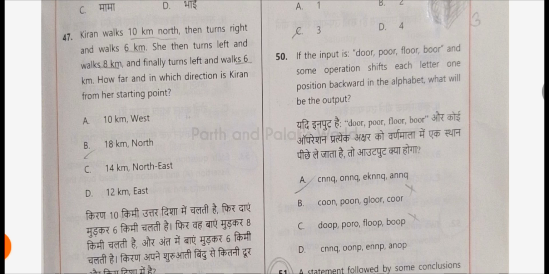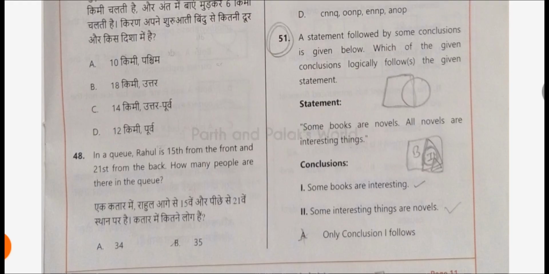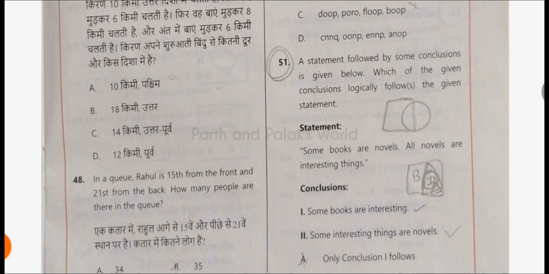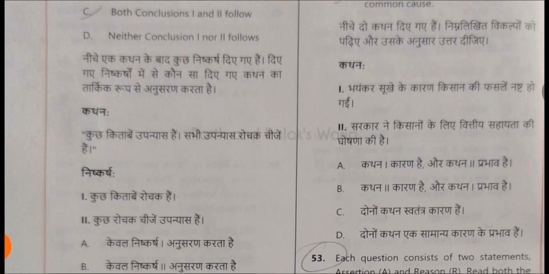Moving on to question number 50, the correct answer of this question would be option number A again. In question number 51, the correct answer of this question is on the next page and the correct answer would be option number C, in which both the statements are correct. So here you can see that the correct answer is option number C.